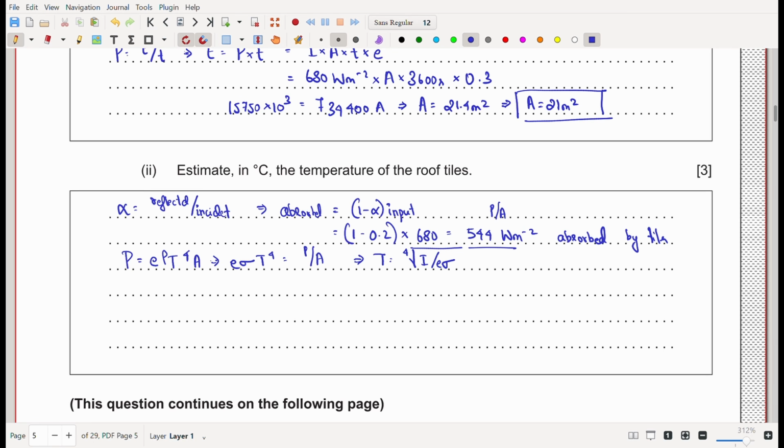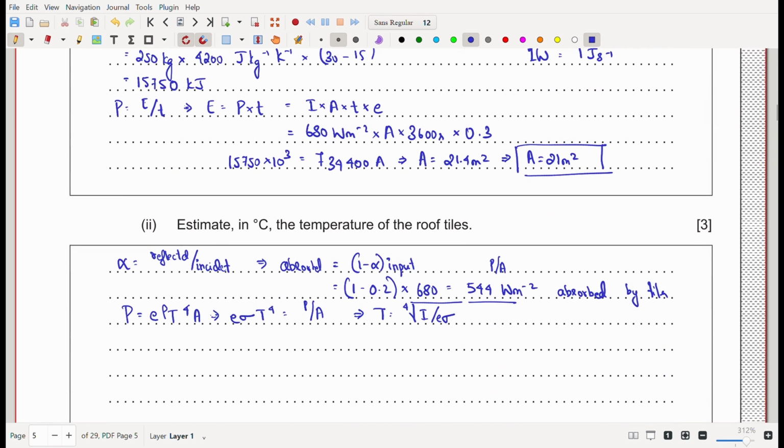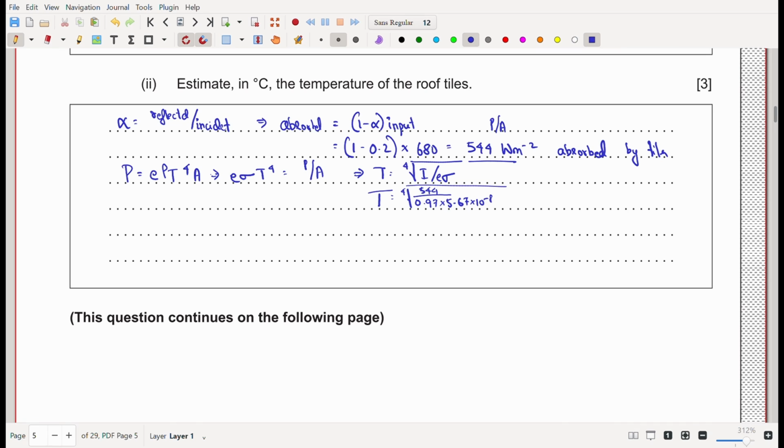Now, these are all values in your data booklet, and your emissivity of the roof tiles is given over here, 0.97. So, temperature is equal to the fourth root of 544 by 0.97 times 5.67 into 10 power minus 8. This means that our temperature is going to be 315 Kelvin. So if we just input that in our calculator, I believe, yes, 544 by 0.97 times 5.67, 10 power minus 8. Beautiful, 315.36, but we're going to round that to 315 Kelvin.